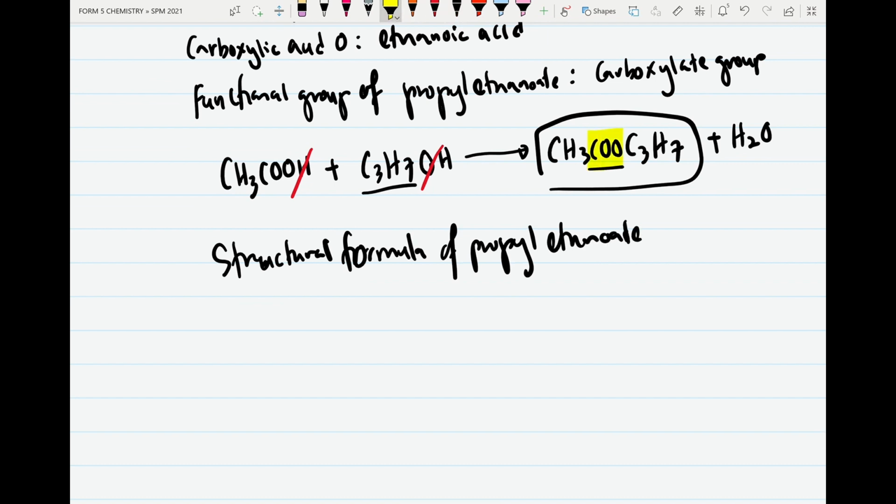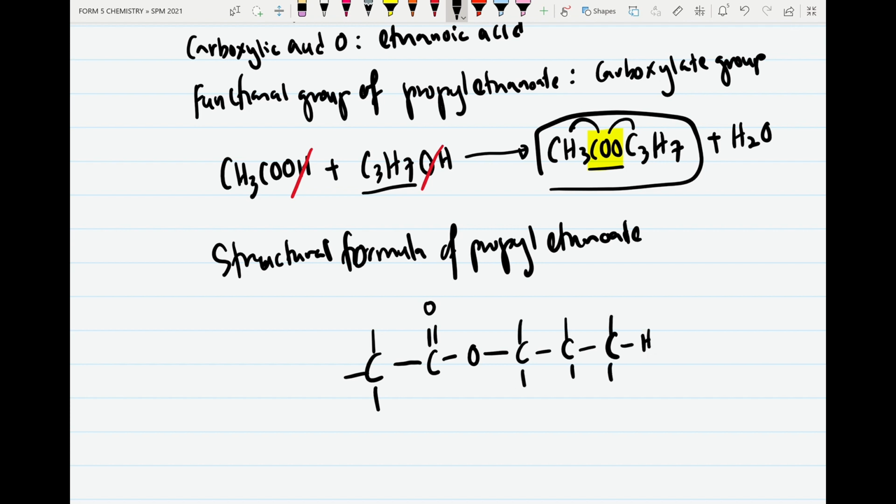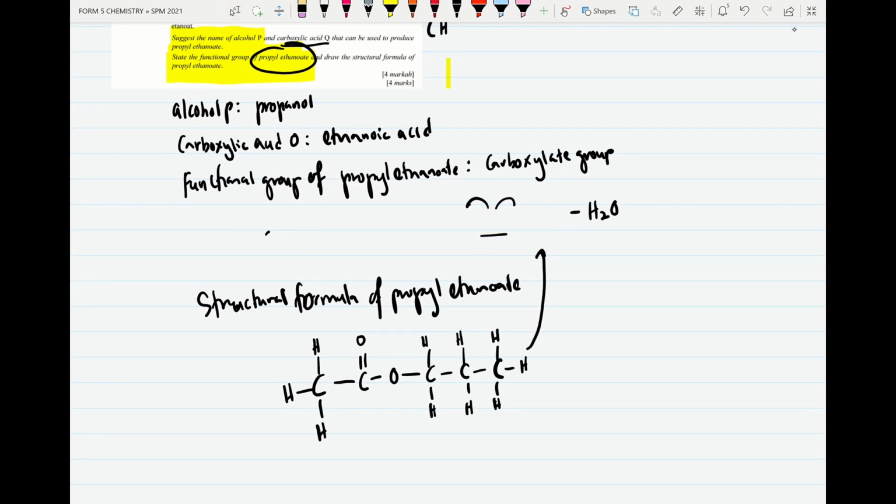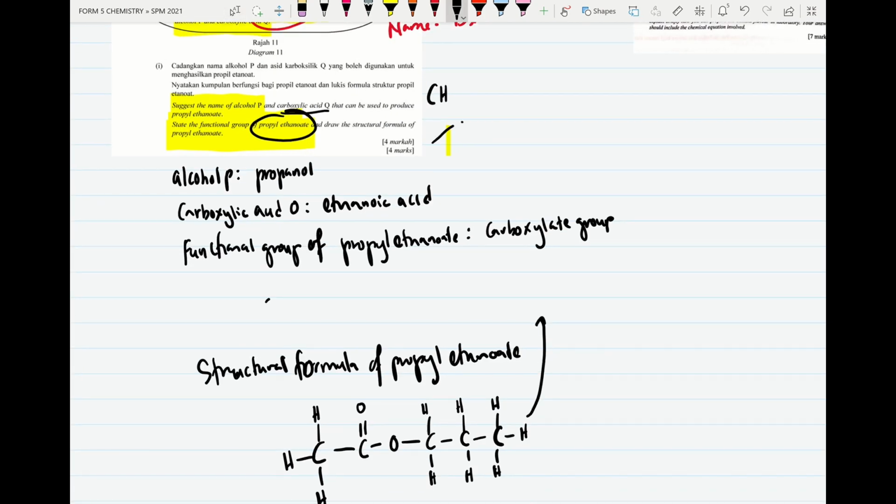I draw the functional group of ester, with bonding O here. In front of this C, I got one C. Behind, I got three C: 1, 2, 3. Each carbon must have 4 bonds. So I already draw CH3 here. So I already drew the structural formula of propyl ethanoate. So this is the answer. Then I erase the chemical equation, which is not required in the question. So I already scored 4 marks for this question.